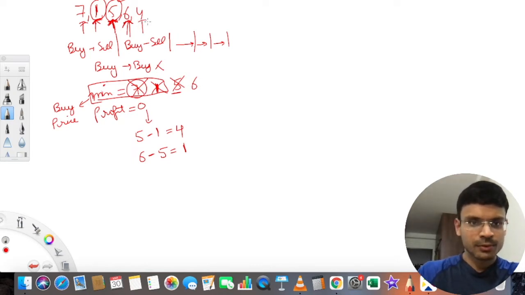Now we come to this 4. 4 is less than 6, so we update this min value as 4. And the overall profit value would be the cumulative sum that has been made till now. It will be 4 plus 1, which is 5.